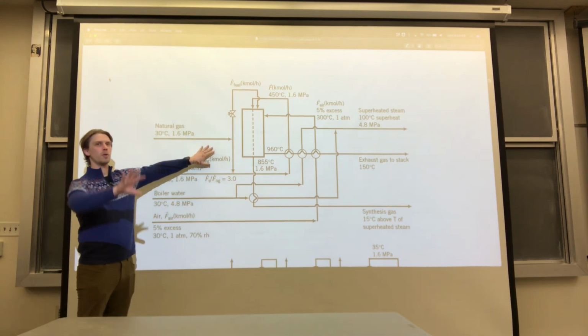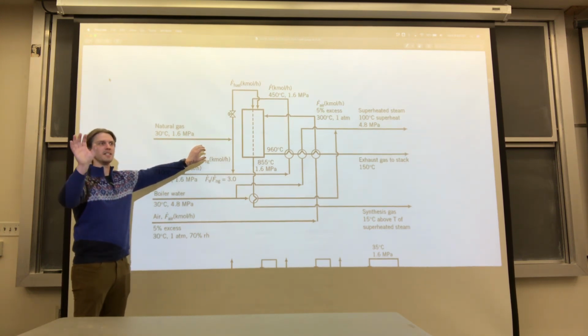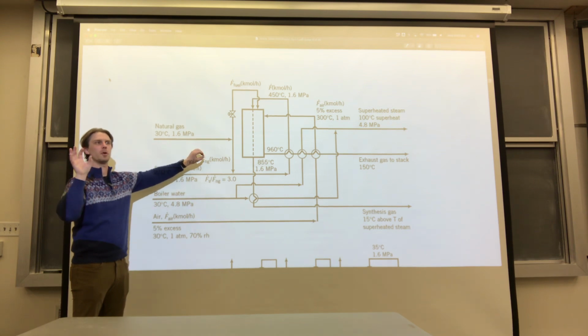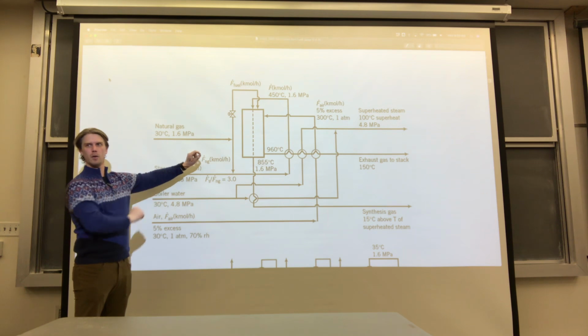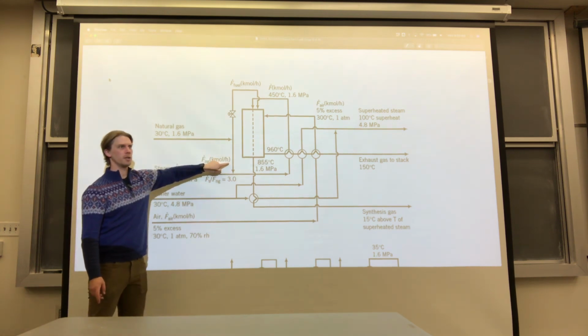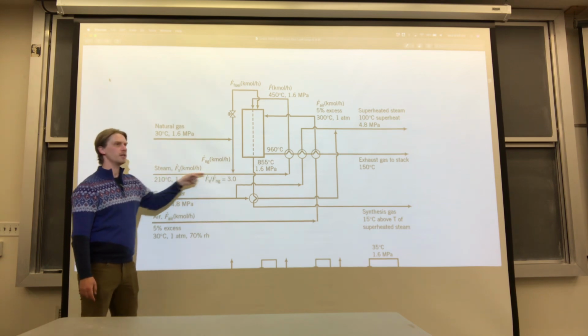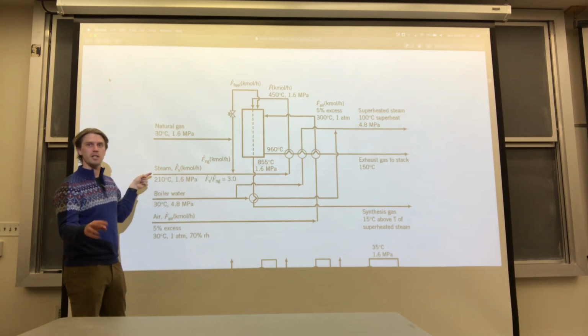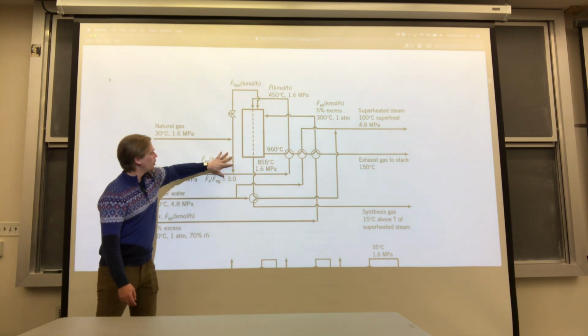So the basis that we're going to be using for this problem is 1,600 kilomoles per hour. It'll be clear in the questions. So this stream here is 1,600. This stream here then is going to be 4,800, so 1,600 times 3, right? So those 2 streams are there.